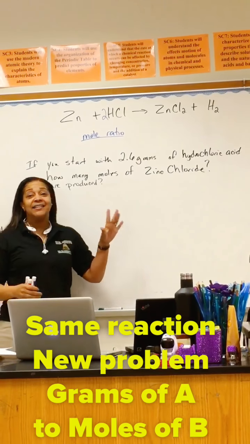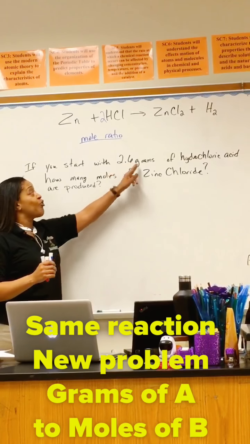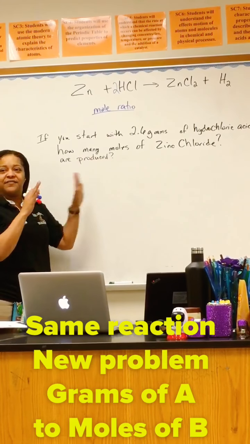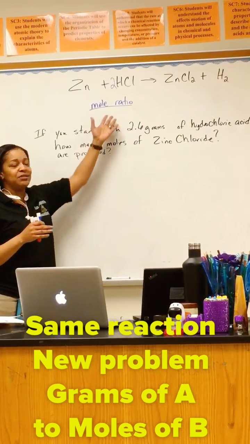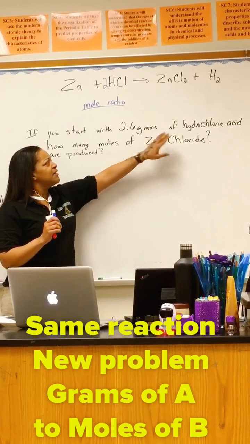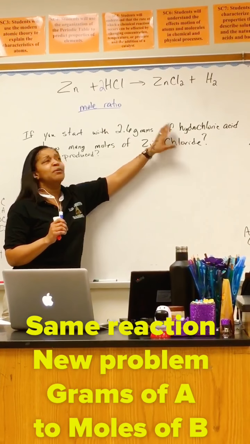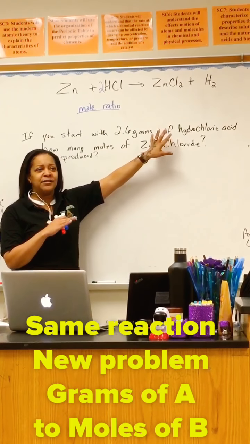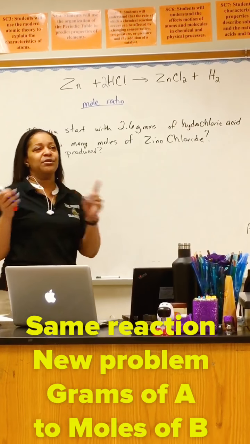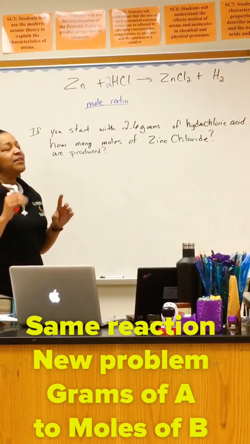So now we're going to take a look at what happens when we go from grams to moles. Okay? In the previous videos, we talked about moles to moles. We just used the mole ratio. Simple. But now we have to go from grams of hydrochloric acid to the moles of hydrochloric acid first. And how do we go from grams to moles or moles to grams? What do we use? Absolutely, the molar mass.